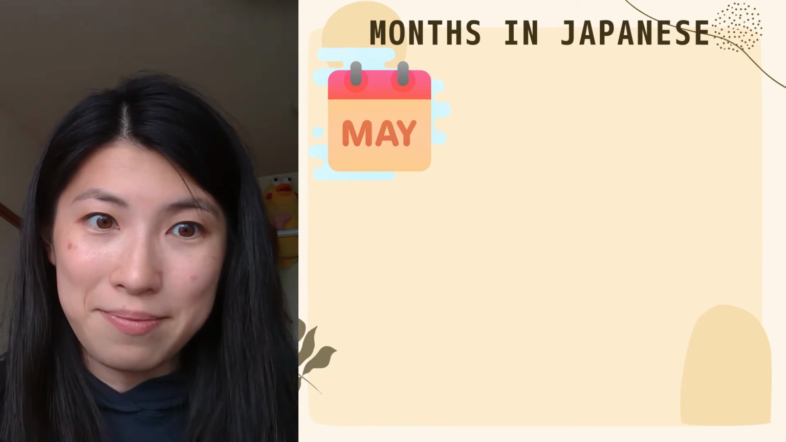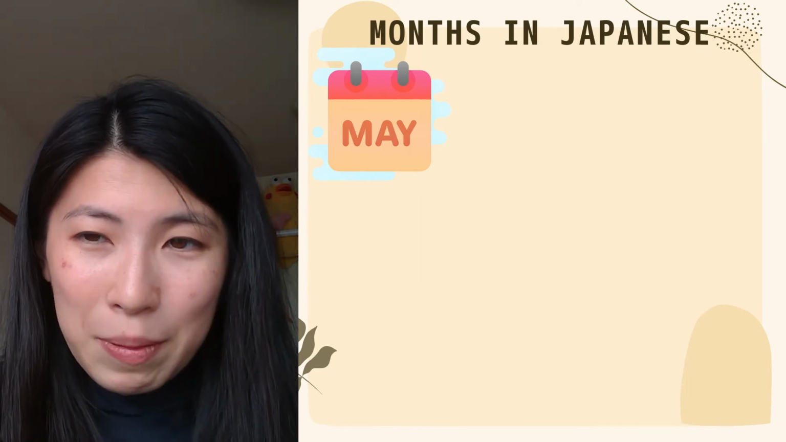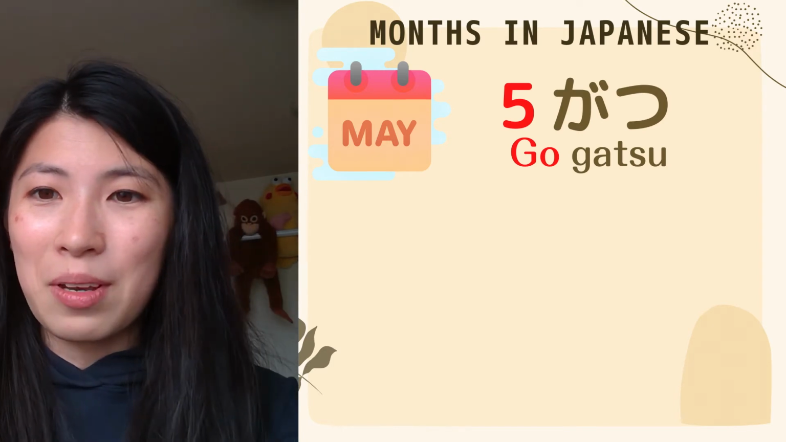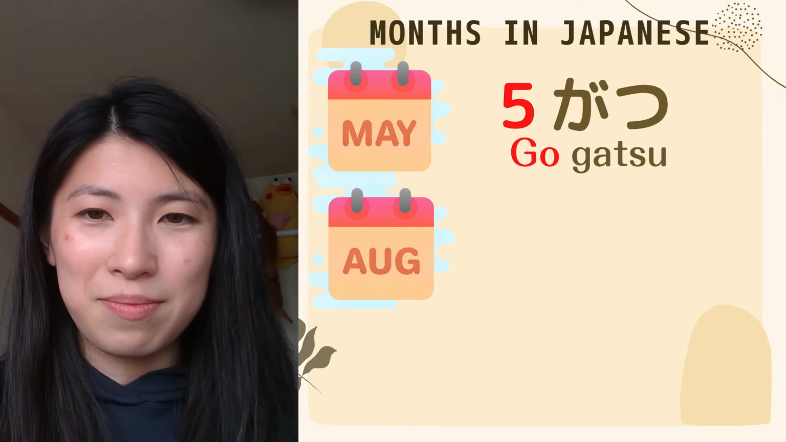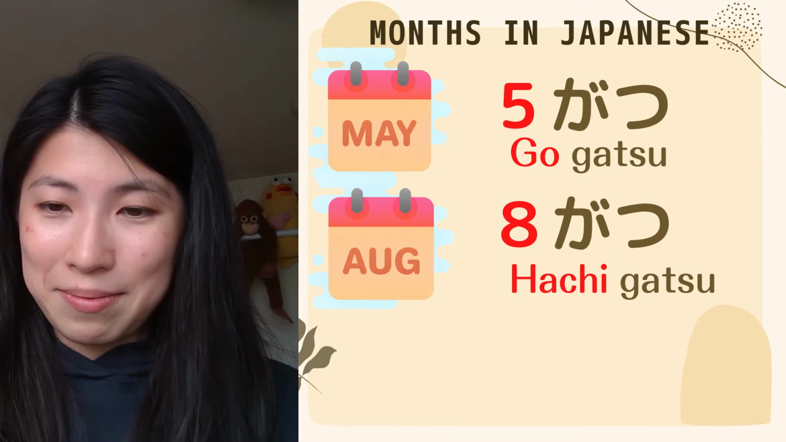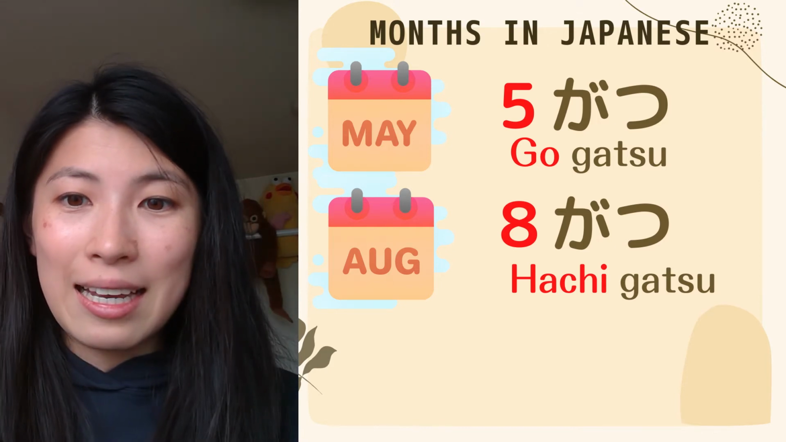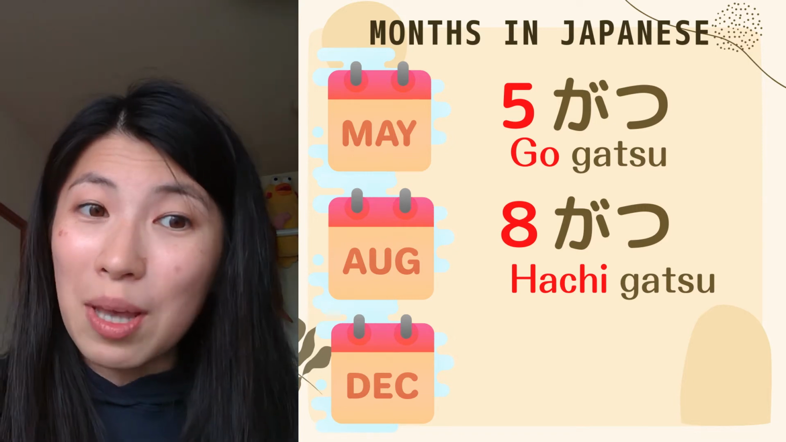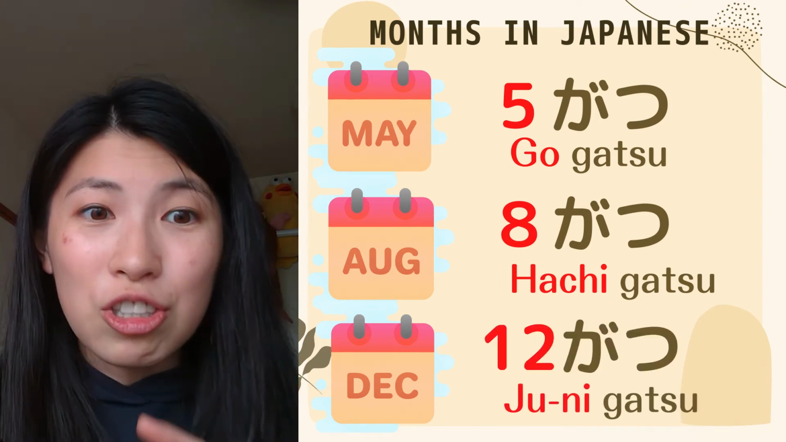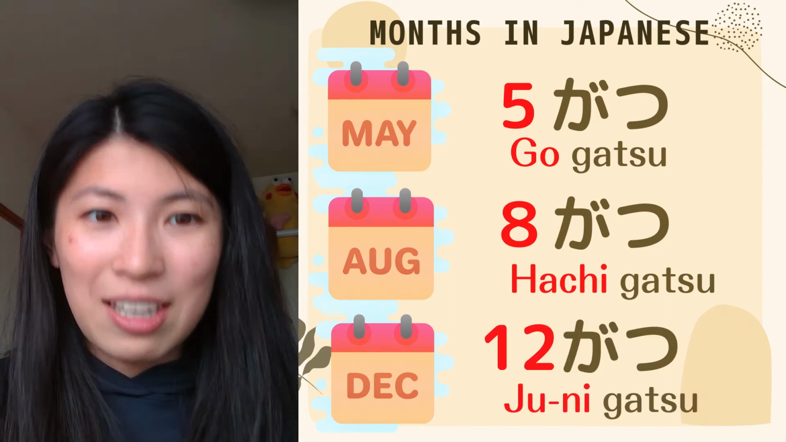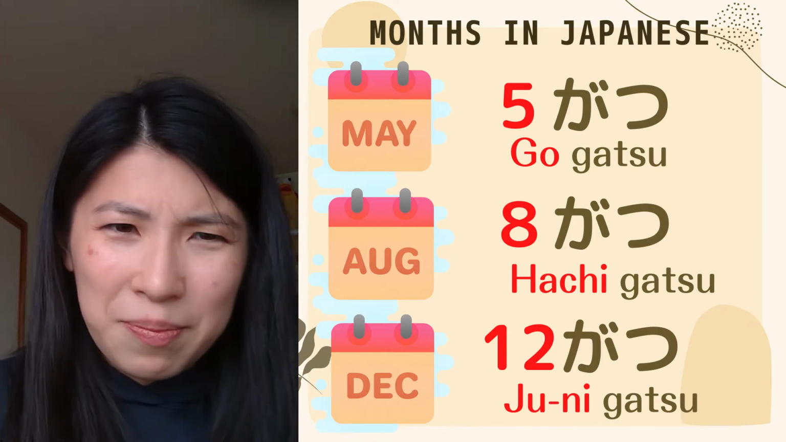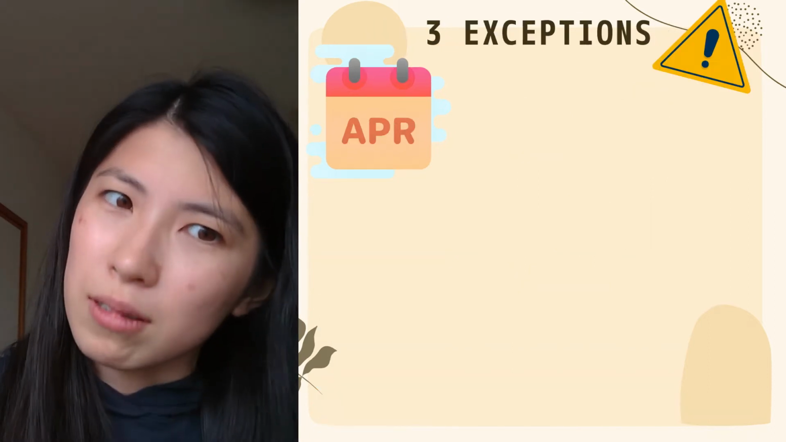Let's have a look at 3 more. What about May? It's gonna be 5月. What about August? It's gonna be 8月. Last one. What about December? It's gonna be 12月. But unfortunately, we got 3 exceptions.